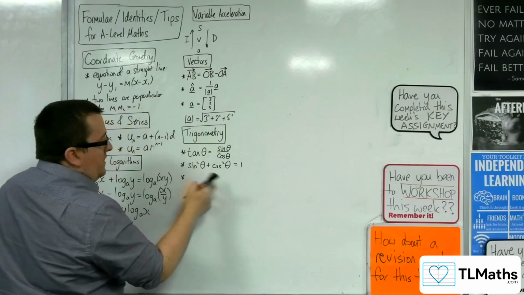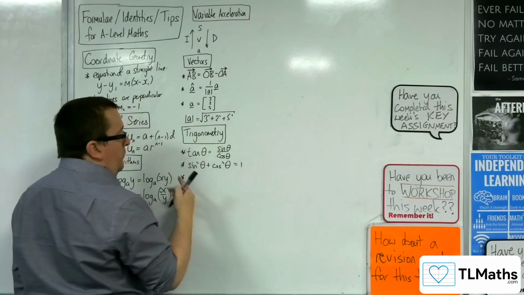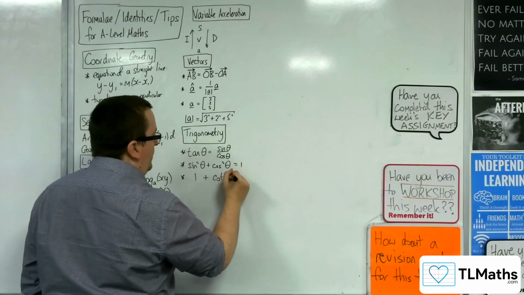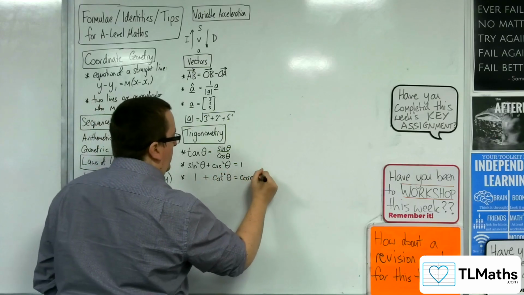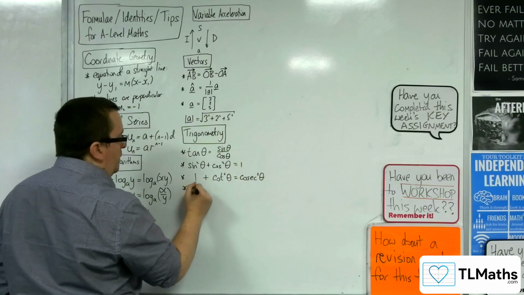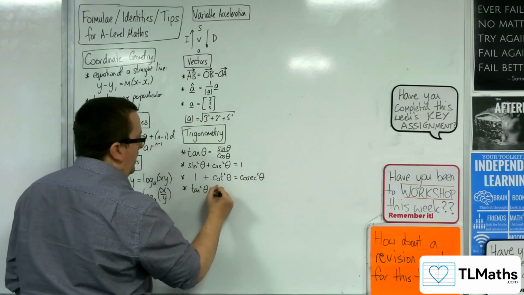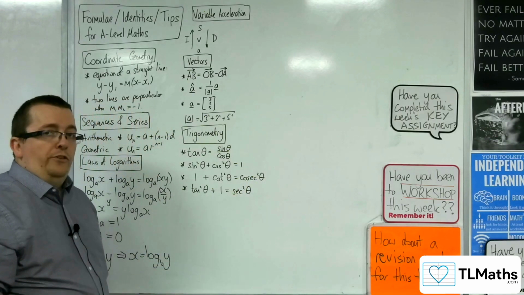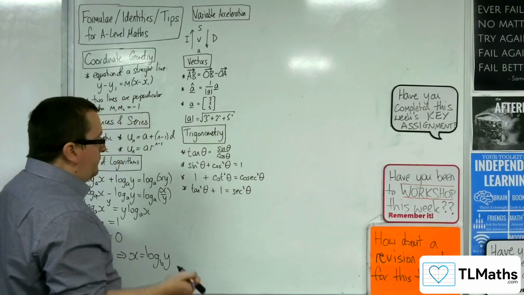Now, in order to get the next two, you want to divide this second one through by sine squared, which will get you 1 plus cot squared is equal to cosec squared. Now divide this one through by cosine squared, you're going to get tan squared plus 1 is sec squared. So they are two new trig identities.